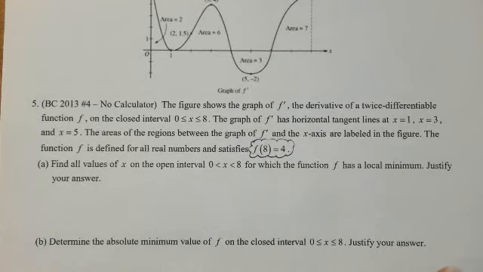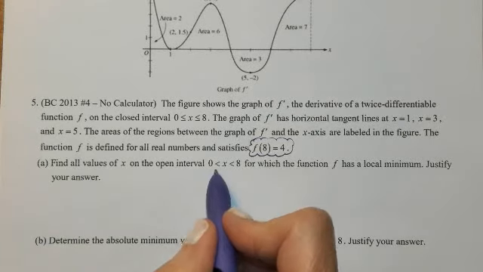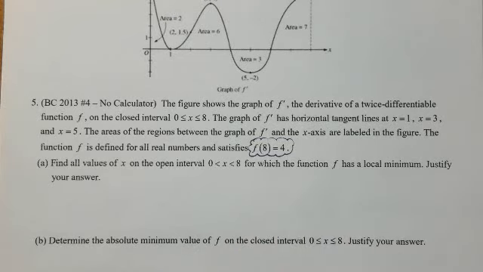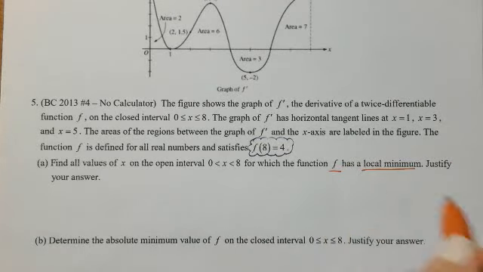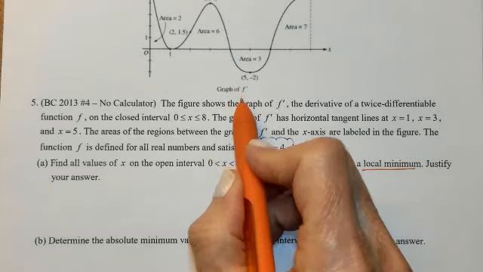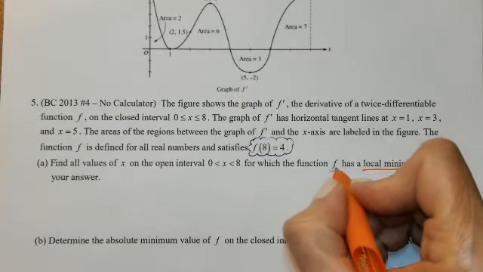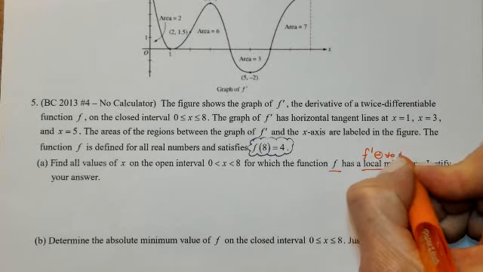Okay. Part A. Find all the values of x in the open interval 0 to 8 for which the function f has a local min. Well, you can either use the first derivative test or the second derivative test. Since I have this nice graph of f prime, I'm just going to use the first derivative test. And I know that f has a local min when f prime goes negative to positive, right?